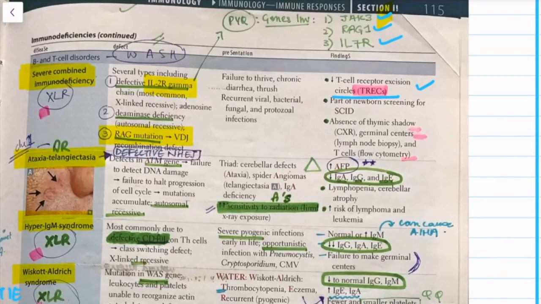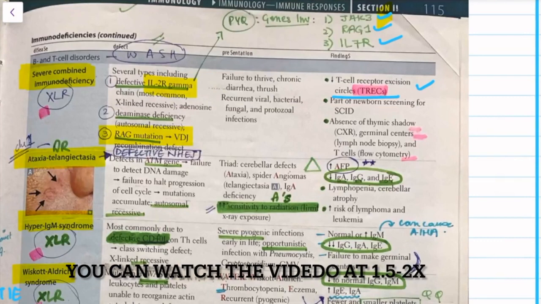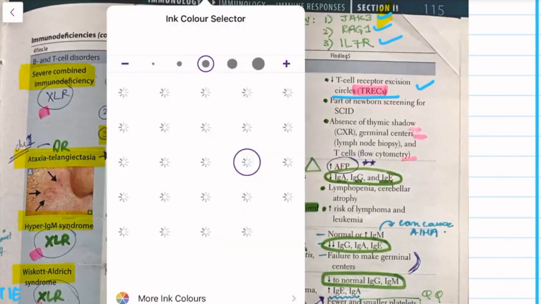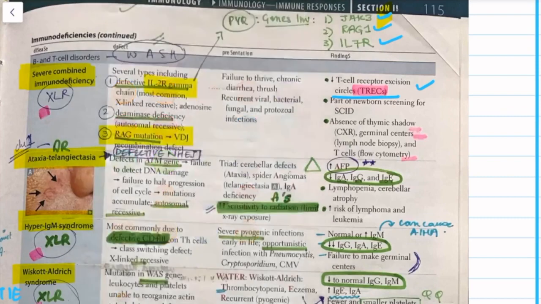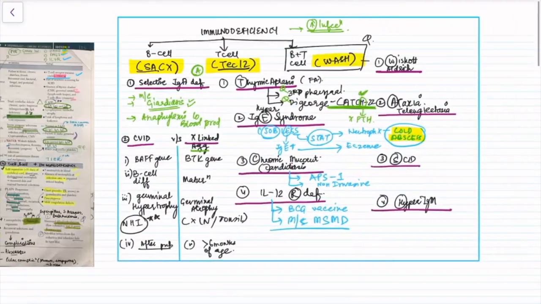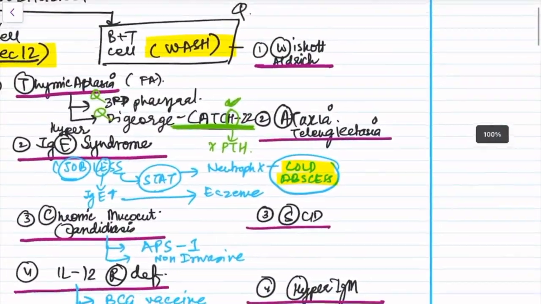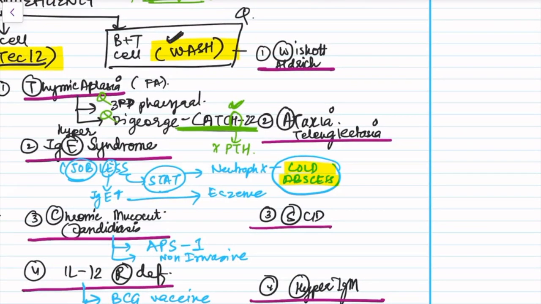Hello everyone, continuing our immunodeficiency disorders. So now we are going to talk about the combined B and T cell disorder. In the previous video we spoke about only B cell and then we spoke about only T cell dysfunction. As we know, we are aiming at filling this very table so that we have all the points at one place. So we will be discussing this mnemonic WASH, which stands for Wiskott-Aldrich, Ataxia-Telangiectasia, SCID and hyper IgM.